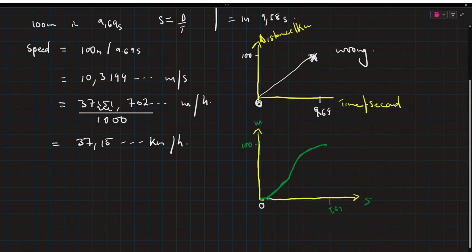Right. This is the graph that can explain better. Now, if you look carefully at both the graphs, there is something that we want to look at carefully. Let's go back to the one that we said is the wrong graph.